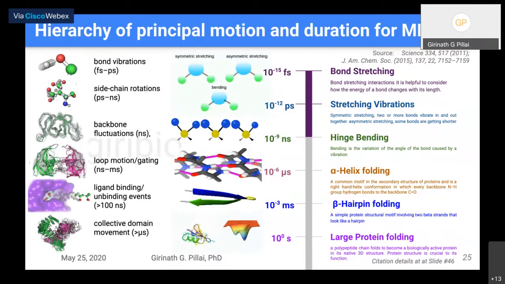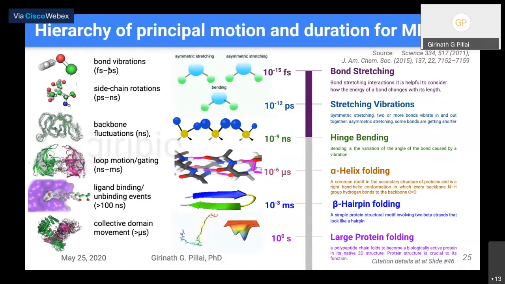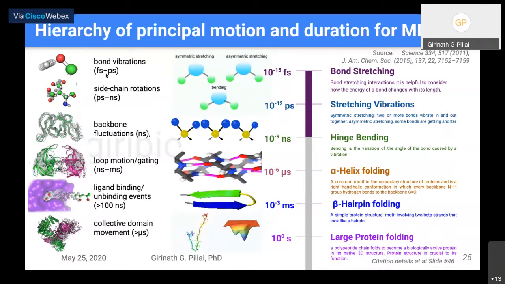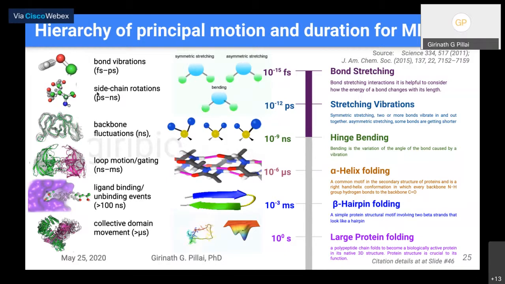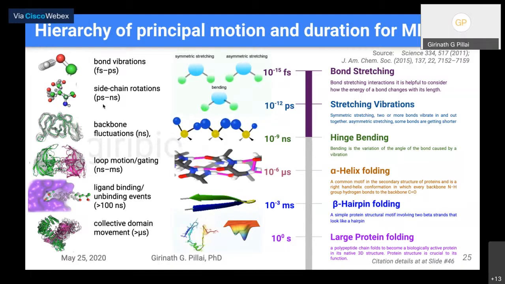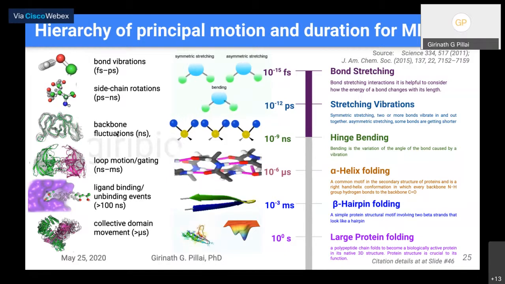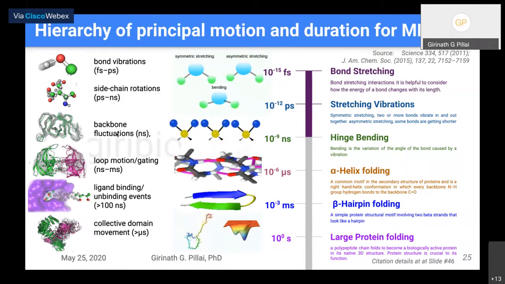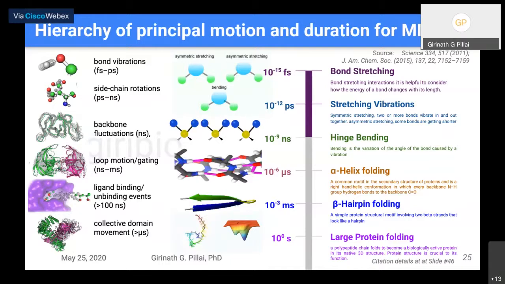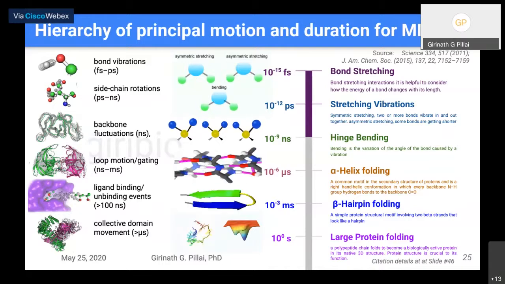If I'm going with a range of femtoseconds and picoseconds, then it is bond vibrations. That's where we look more. And side chain rotations are within picoseconds and nanoseconds. Then backbone fluctuation. So when you did a homology modeling and you wanted to check the stability of your model structure, the backbone, of course, you do the calculations in nanoseconds.